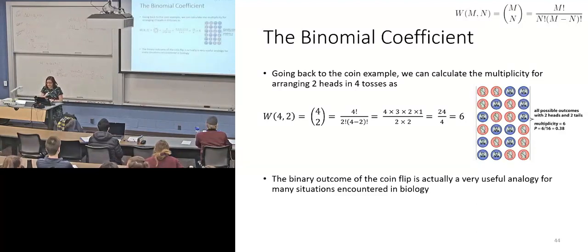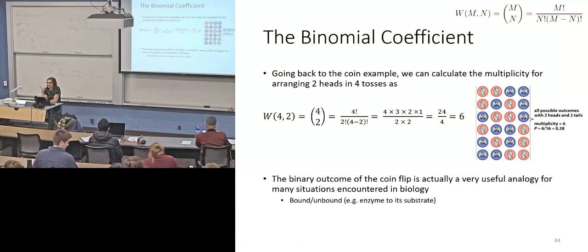I was going to maybe ask you if you thought the binary outcome of a coin flip was a useful analogy, but it is a very useful analogy, okay? Things like bound or unbound are a two-state situation, right? So binomial means there's only 2 options, okay? They don't have to be equal probability. It doesn't have to be a 50-50 chance, but it means there's only 2, right? Heads or tails. In this case, it's I'm either bound or I'm not bound, right? The drug is on or off. For a protein, it's either folded or it's unfolded. It's one or the other, okay?